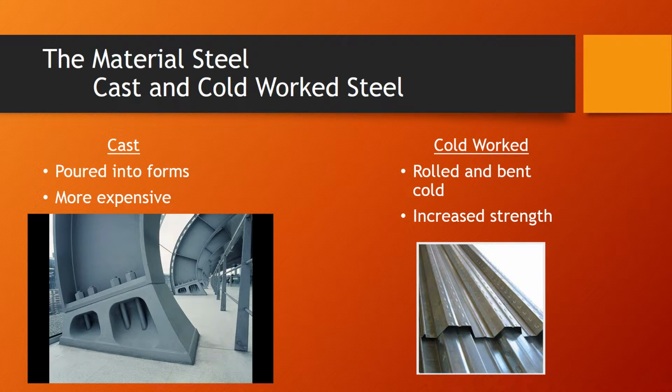Cold work steel is steel rolled or bent cold, causing steel to gain considerable strength. It can be shaped into hollow tubes, square, rectangle, or round and elliptical. It can also be used to produce high-strength steel cables.